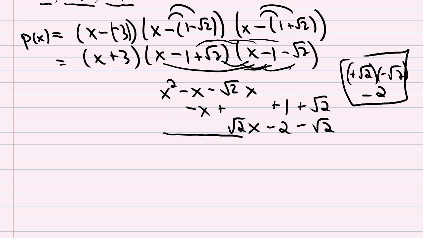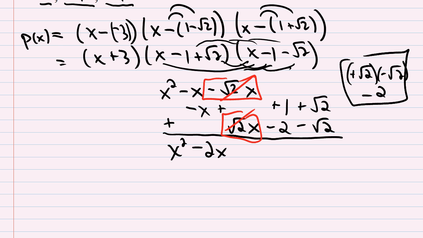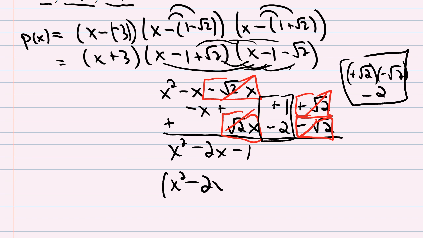Okay, great. Now, when you add these together, you end up with the following: x squared minus 2x. Watch what happens with the root terms. They cancel. We have negative root 2x plus root 2x, positive root 2 minus root 2. They cancel. And then we have this last part here, which is a minus 1. So it turns out that all of that multiplies out to be x squared minus 2x minus 1. Looks much simpler than it started.